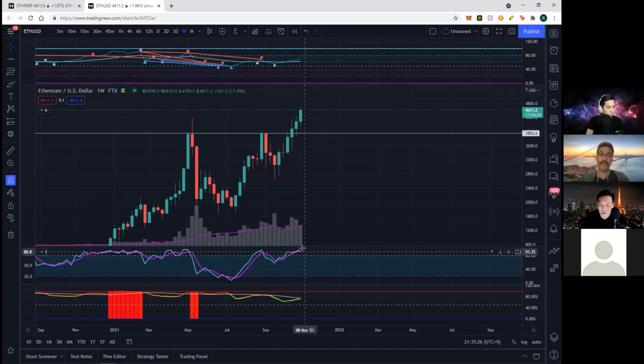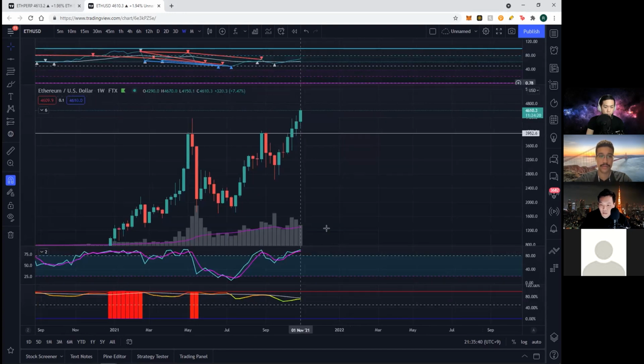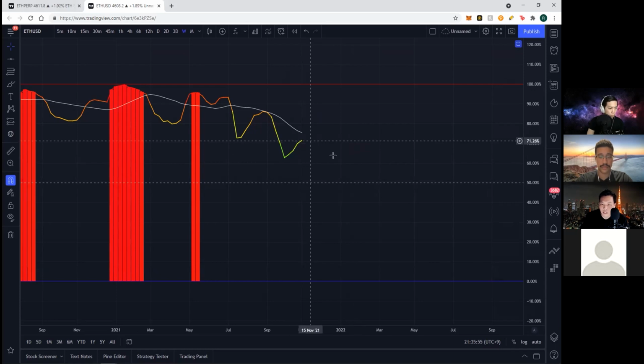The trajectory is pointing upward. The stochastics as well is okay. It is nearing the top end of the overbought area, almost 100%. But I think we can probably push out a few more weeks on this, and I say that because the volatility is actually still in the expanded area. We haven't contracted yet. We're pointing upwards at about 70%.